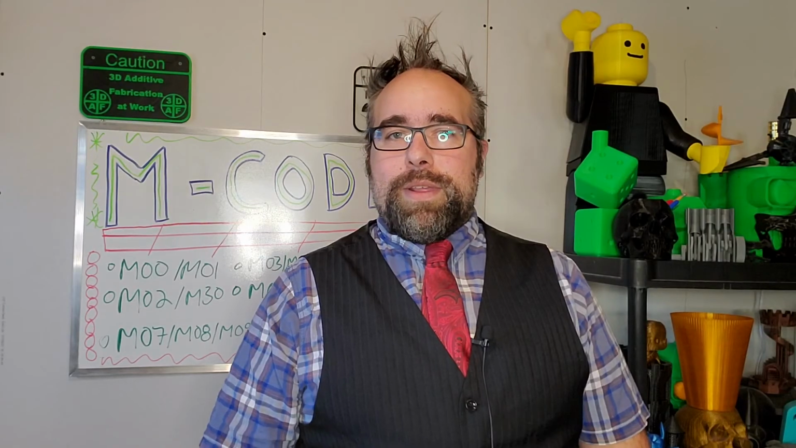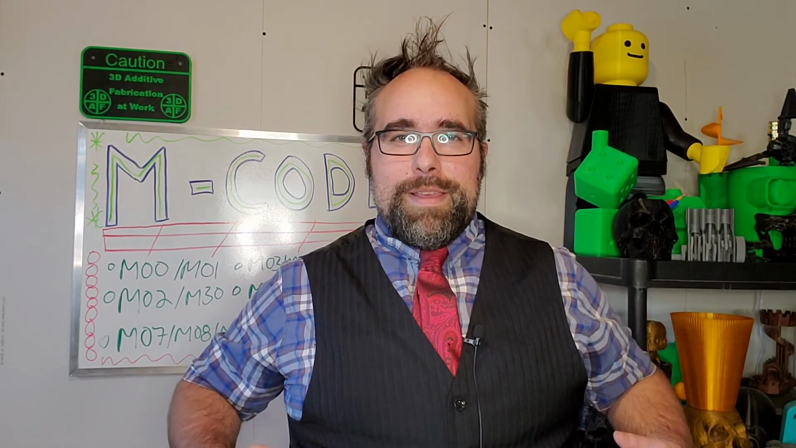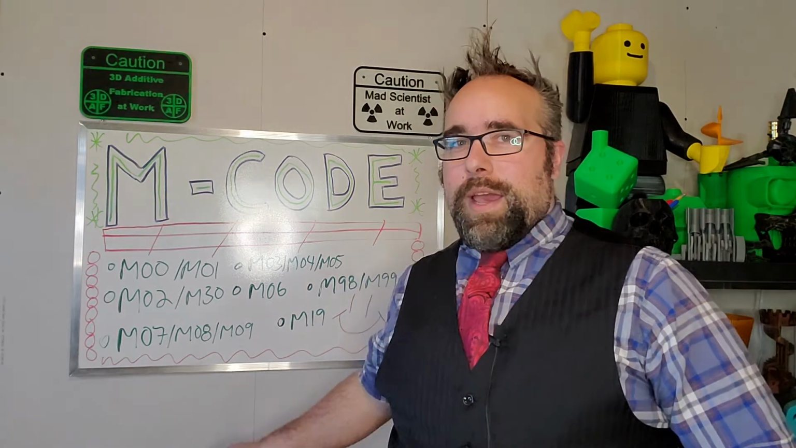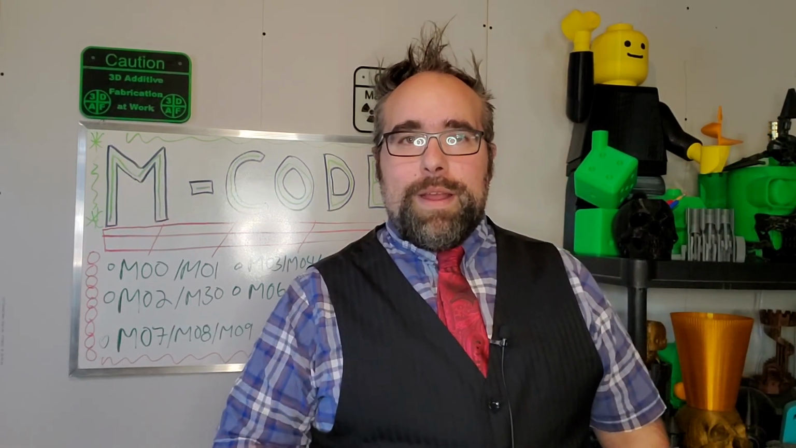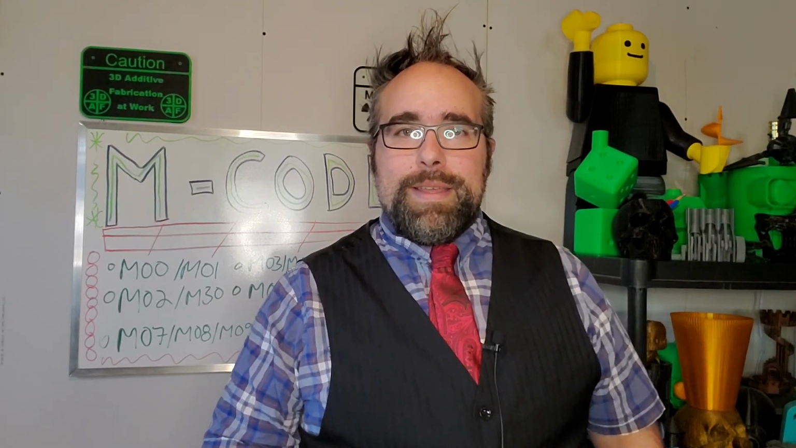In case you haven't noticed, other Zander dresses fancy, sophisticated, knows M codes. Zander, on the other hand, dresses like a hobo and talks about 3D printing. Which do you think is better? Let us know in the comments.